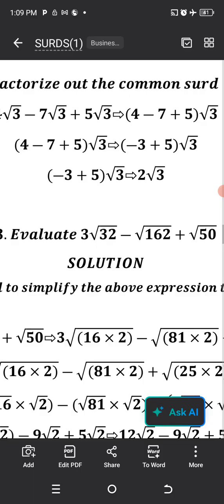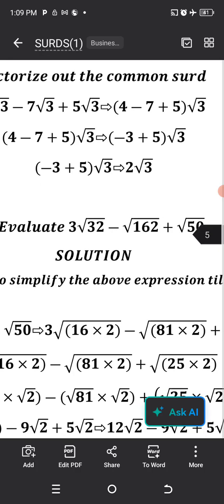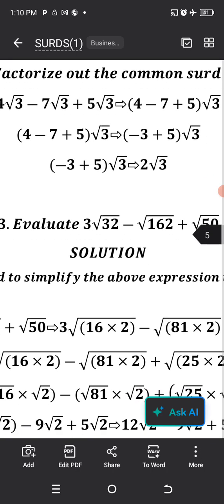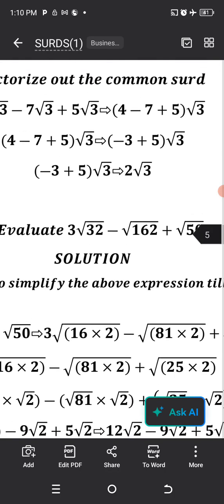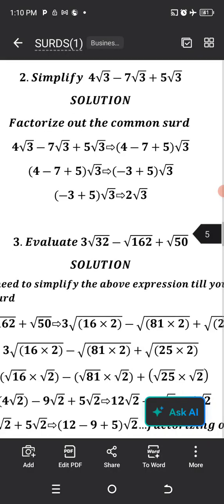Shall you get now? So you start from where? You start from the left. So that is why we have 4 minus 7 to be minus 3 plus 5, and minus 3 plus 5 is what? Is plus 2. You don't need to write out the plus. So that is why you have 2 root 3. That is the final answer for that example 2.